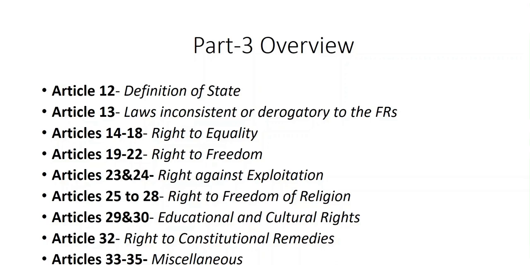Articles 14 to 18 talk about the right to equality. Articles 19 to 22 talk about the right to freedom. Articles 23 and 24 talk about right against exploitation. Articles 25 to 28 talk about right to freedom of religion. 29 and 30 talk about educational and cultural rights. Article 32 talks about the right to constitutional remedies, and miscellaneous are covered in Article 33 to 35. Now, this is just the name of the articles. Now, we will talk in detail about the various fundamental rights as covered in this part.